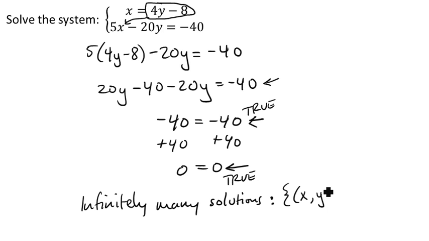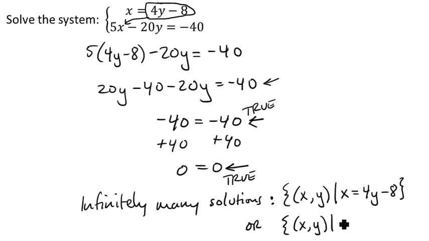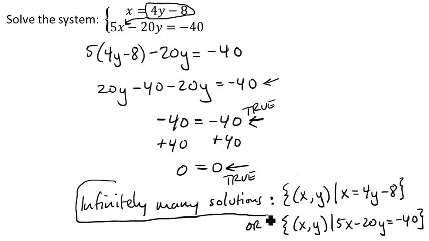So I'm going to indicate that by saying the solutions are the set of all ordered pairs (x, y) such that, is how we read that bar, and then I just need to pick one of those equations. Essentially what we've just figured out is that these two equations are equivalent. They generate the same line if I were to graph them. So just pick one. I could say x equals 4y minus 8. Or I can give my solution as the set of all (x, y) such that 5x minus 20y equals negative 40. So either one of those options paired with the conclusion that there's infinitely many solutions would be sufficient.